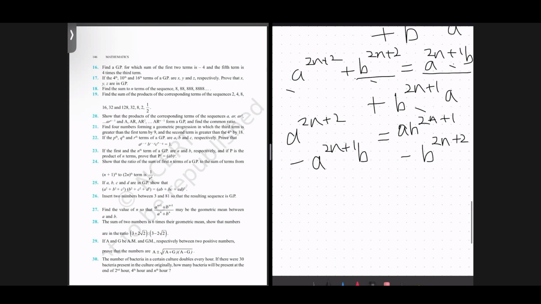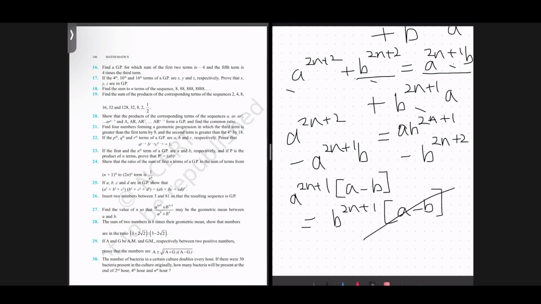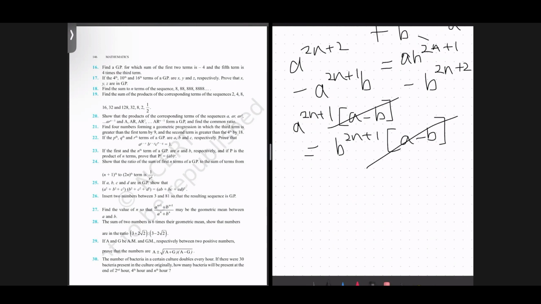Right. On the LHS, you can take a raised to the power 2n plus 1 common. When you do that, you get a raised to the power 2n plus 1 times (a minus b). And on the RHS, you can take b raised to the power 2n plus 1 common. What you're left with is (a minus b). Subsequently, you can cancel (a minus b) from LHS and RHS and take b raised to the power 2n plus 1 in the denominator, right? So you get a raised to the power 2n plus 1 upon b raised to the power 2n plus 1 equal to 1.